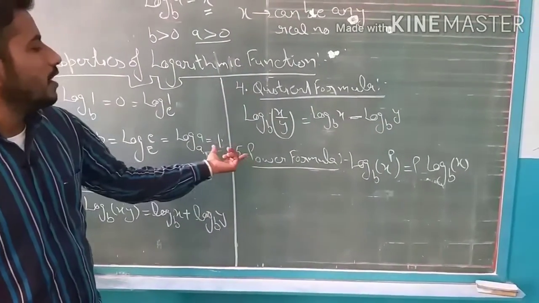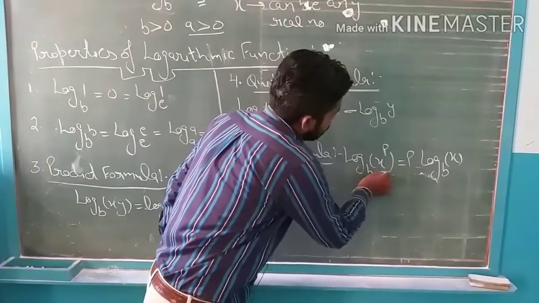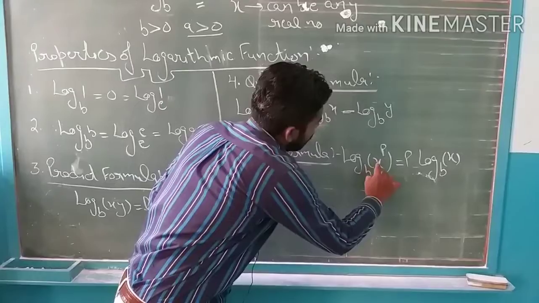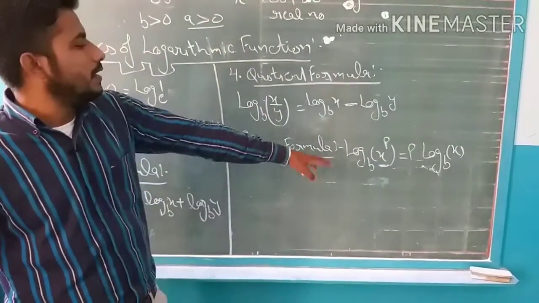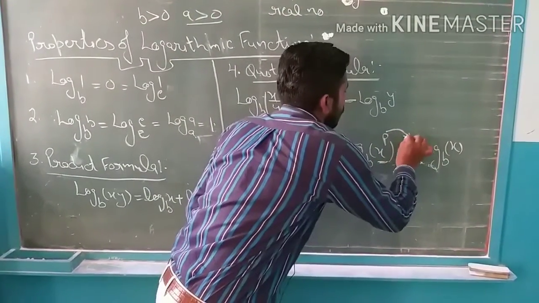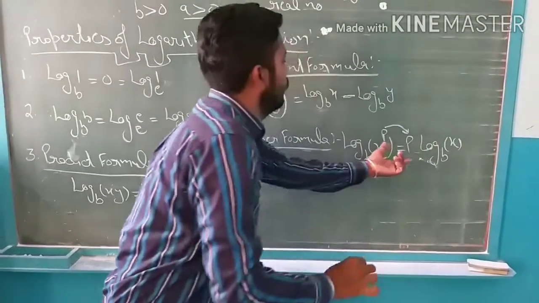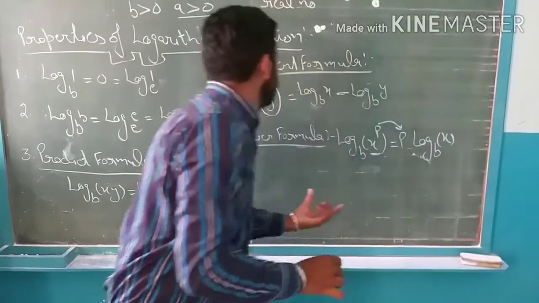And the next one is the power formula. Here look at the expression. We have to find the logarithm of x raised to power p, and the answer will be equal to p, which comes in front of log, times log of x with base b.